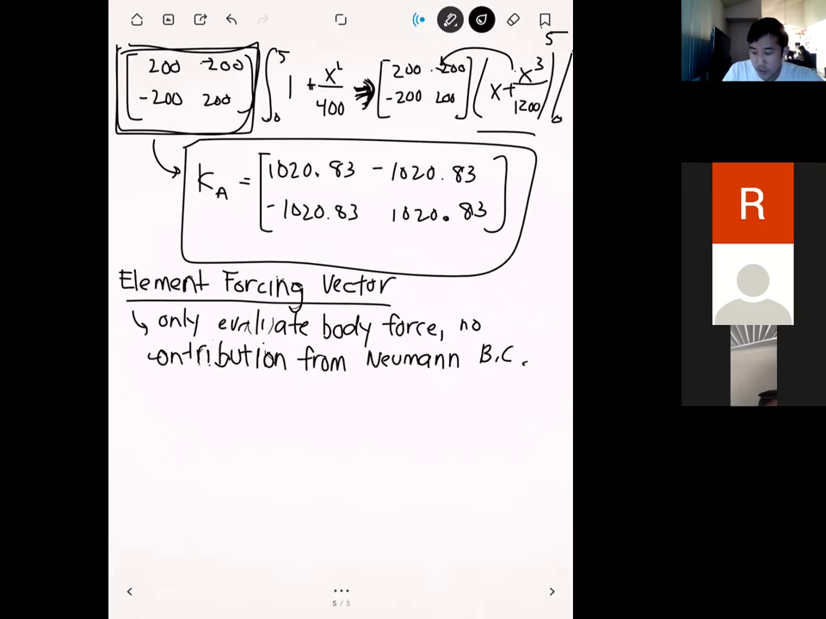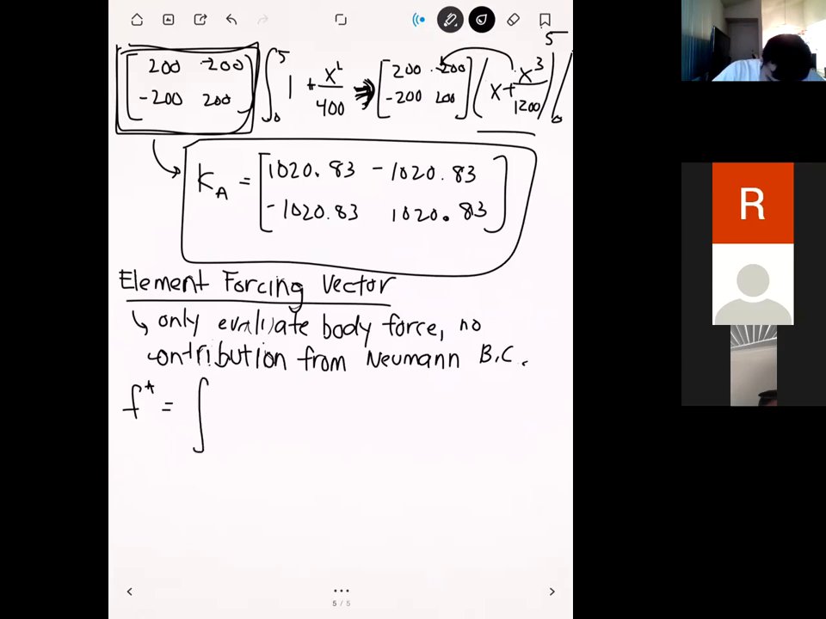Because remember, we only include the Neumann BC for the elements that actually border that boundary. So in this particular problem, since the Neumann boundary condition is on the right, we're not going to include its contribution here yet, but we are going to do it for element B. Okay. And so the element forcing vector for element A is going to be the following.